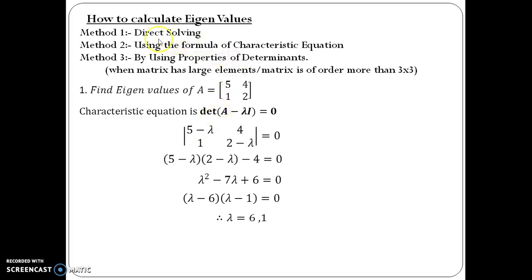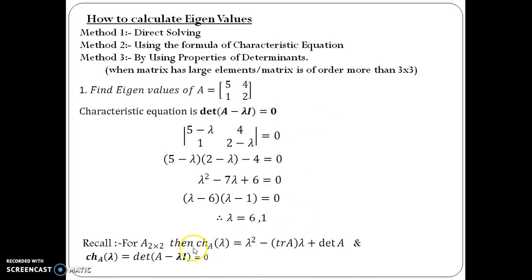Now let us go for using the formula of the characteristic equation. In my previous video lecture, I had given you the formula for a 2 cross 2 square matrix. The formula of the characteristic equation was lambda square minus trace of A times lambda plus determinant of A. And finally we know that determinant of A minus lambda I equal to 0 is nothing but your characteristic equation. So now try to understand here. By just observing the 2 cross 2 matrix, we can directly write the characteristic equation. Here the characteristic equation is this, lambda square minus 7 lambda plus 6 equals 0. Now let us see how.